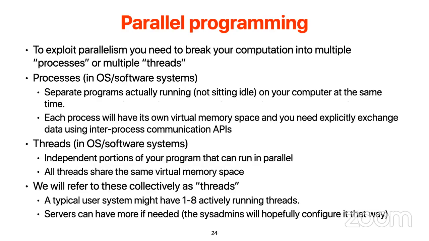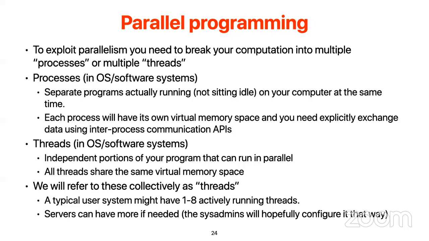All right. So the basic idea of parallel programming right now is that to explore parallelism, you need to break your computation into multiple processes or multiple threads. For processes, you can use fork or whatever. In a modern operating system, each process has its own virtual memory space, and you need to explicitly exchange data using inter-process communication APIs. So in this model, it's not a shared memory model.